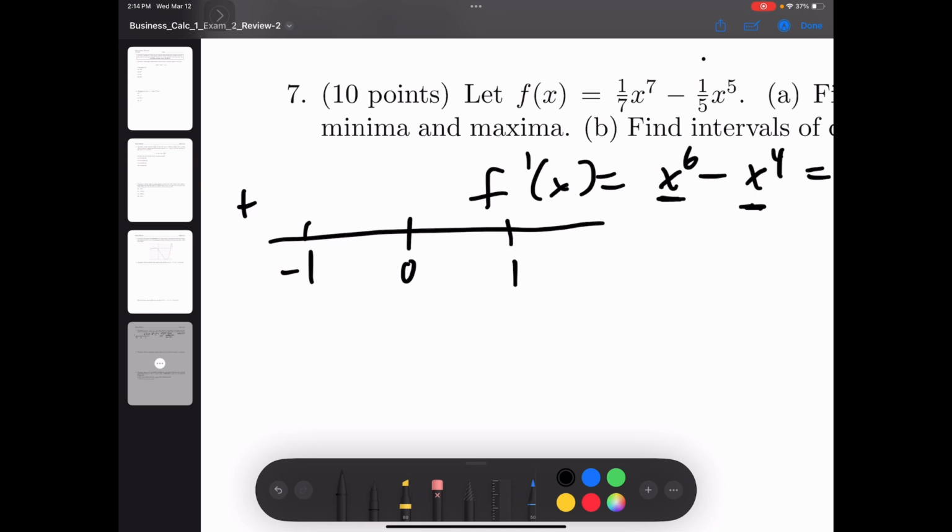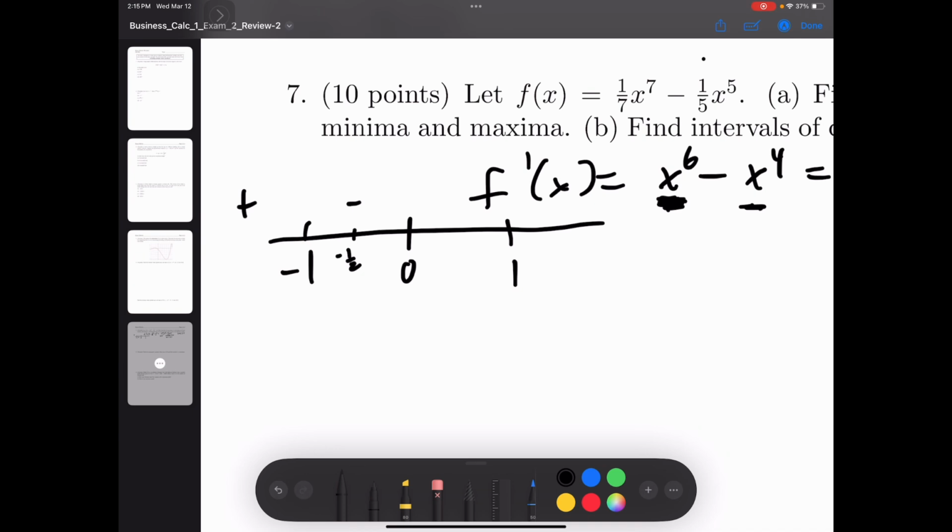Now if I plug in -1/2, the left number is going to be a lot smaller, because if we do 1/2 to the sixth, we're going to do 1/2 times 1/2 times 1/2 6 times. That is a smaller number than 1/2 times 1/2 times 1/2 times 1/2 4 times. And so between -1 and 0, we're actually going to be decreasing.